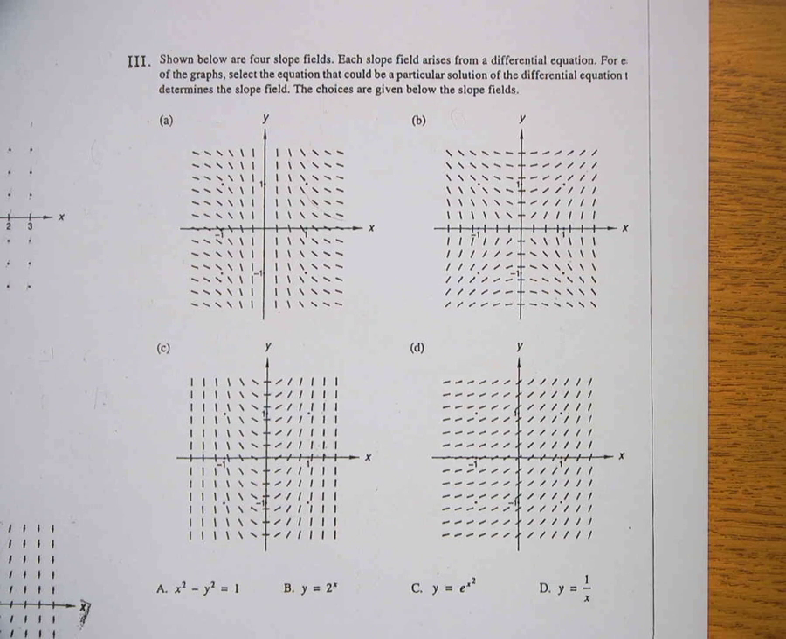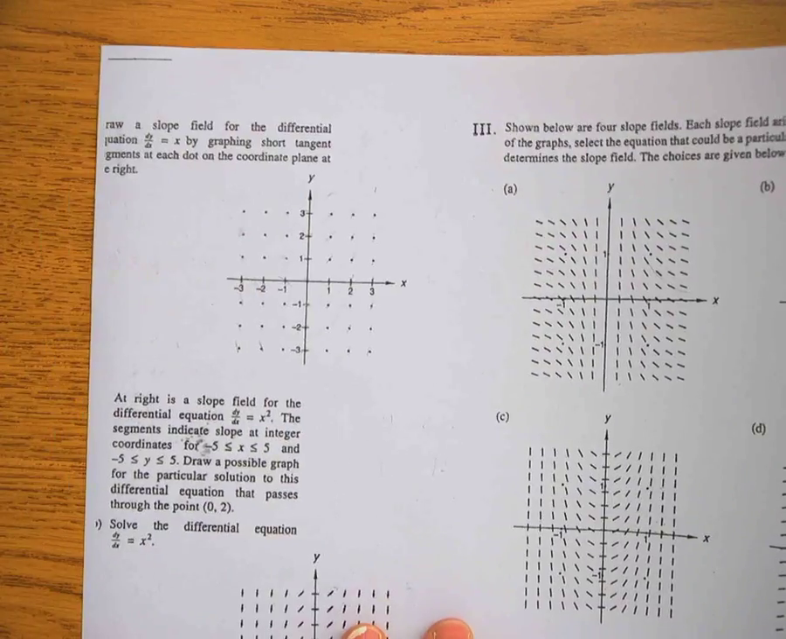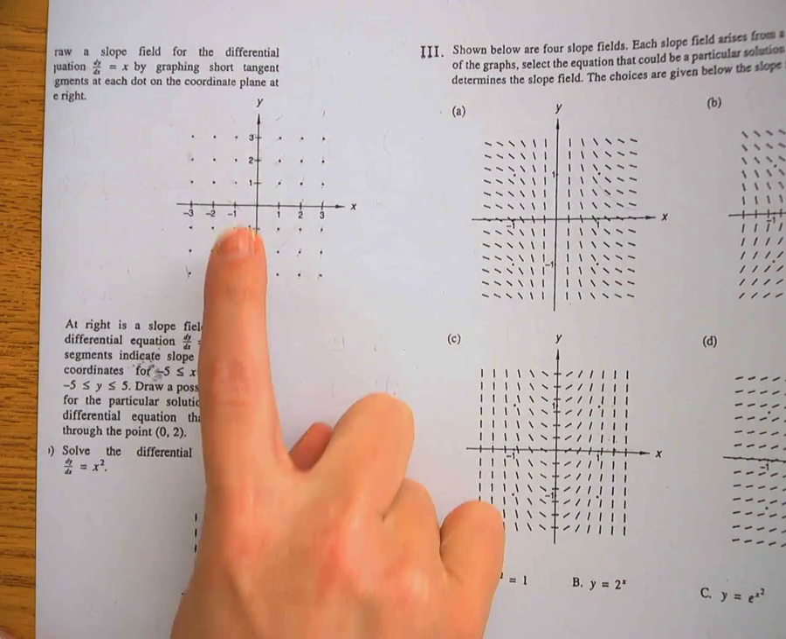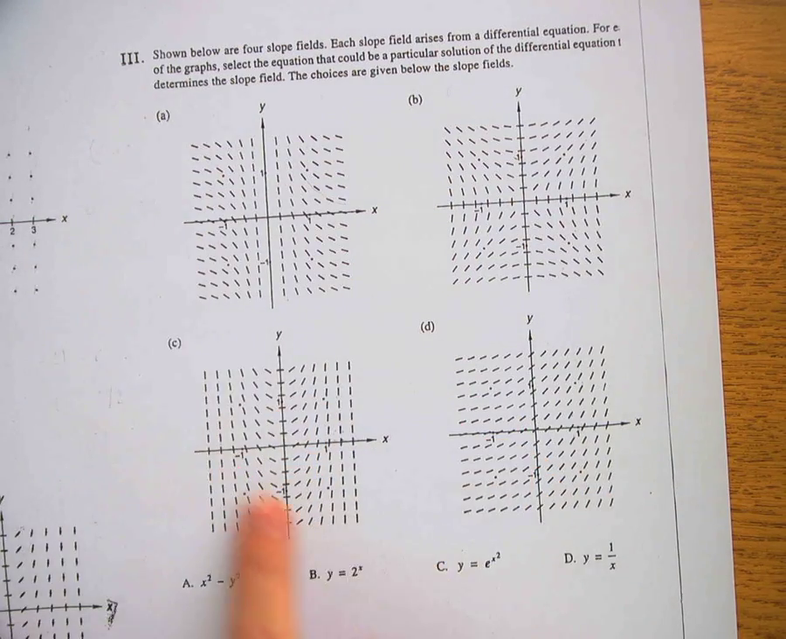So for this portion of the notes, I need you to have out the packet that I gave you in class that contains these slope fields. And this is the first page. Mine got a little cut off, but it starts with this sort of dot grid and then this filled in grid and then these filled in grids.